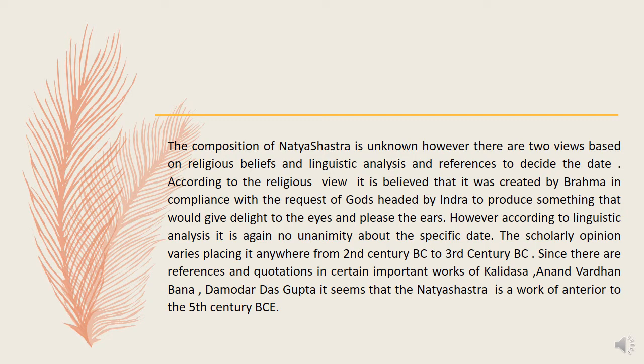Now we have references and quotations from the Natya Shastra in some of the important works of Kalidasa, Anandvardhana, Bana, and Damodar Das Gupta. So it is obviously deduced that Natya Shastra is a work anterior to the 5th century, because all these works by Kalidasa, Anandvardhan, and Bana were composed later than that.